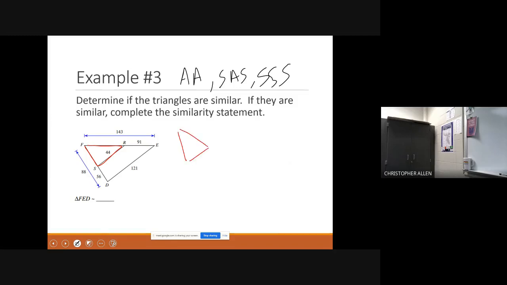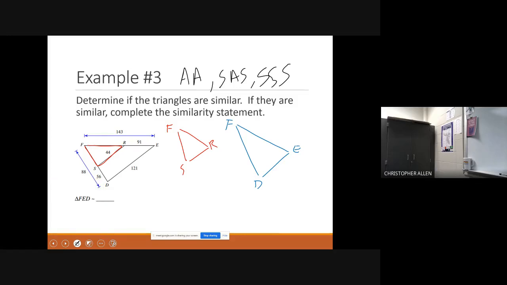So this is the FSR triangle, and then maybe I'll do it in a different color here. And now I'm going to draw the bigger triangle here in a different color. So there's this one here, and this one is FDE, okay? So there's my two triangles, all right?